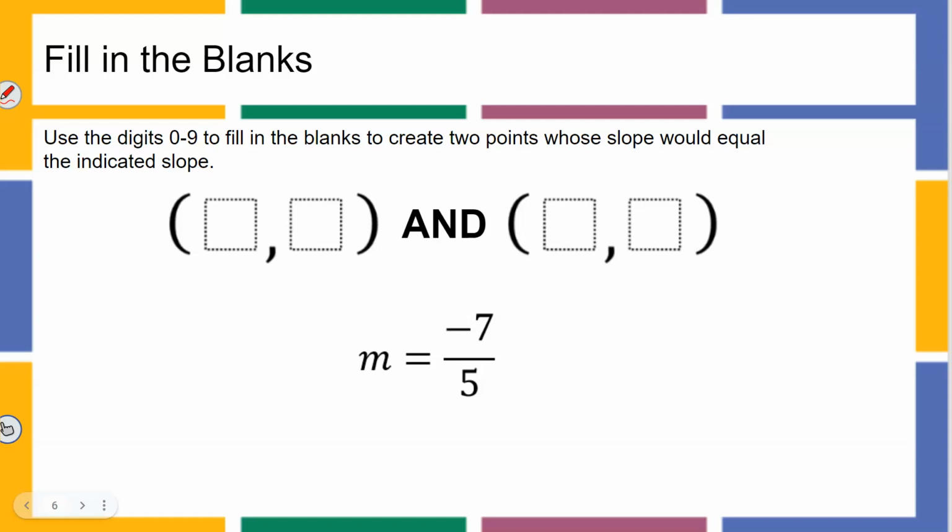You can choose. You can either do repeats or you can try to do it without repeats. So I'll let you choose. So come up with 2 points that would equal this slope. When you think you have 2 points, raise your hand and I'll come by. And I'll give you like 5 minutes to work on this.